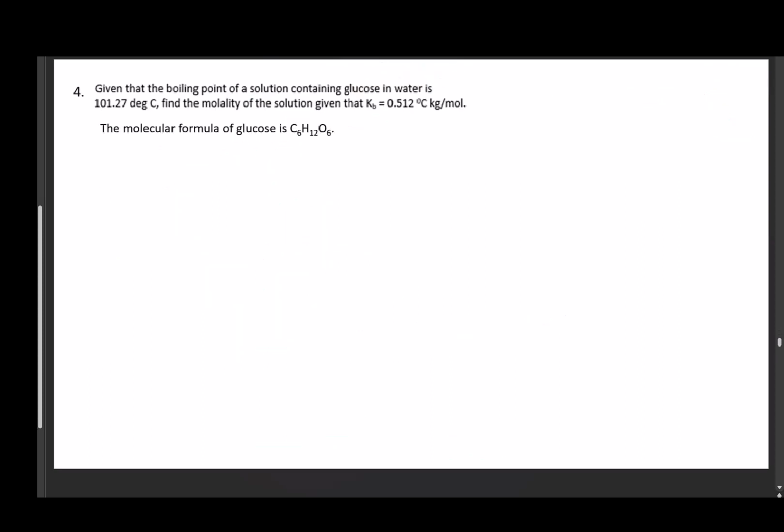All right, so then I go to this one here. That's number 4. Given that the boiling point of a solution containing glucose in water is 101.27 Celsius, find the molality of the solution given that Kb is 0.512. So our solute is the glucose and our solvent is the water. It's a sugar water solution.